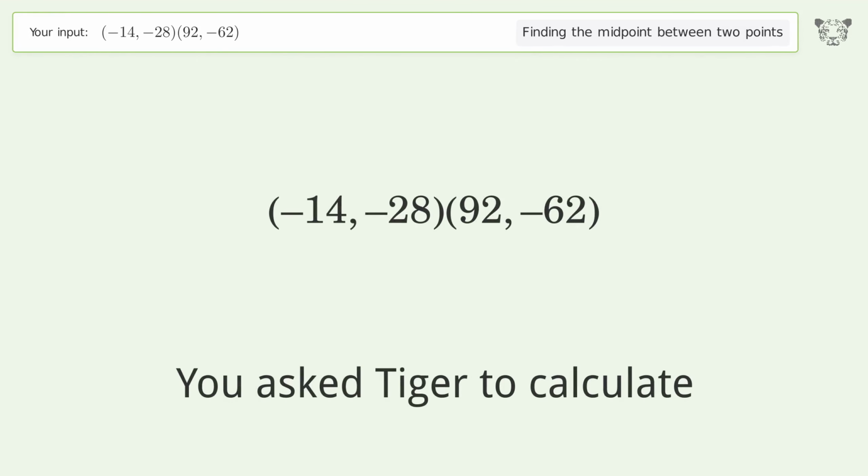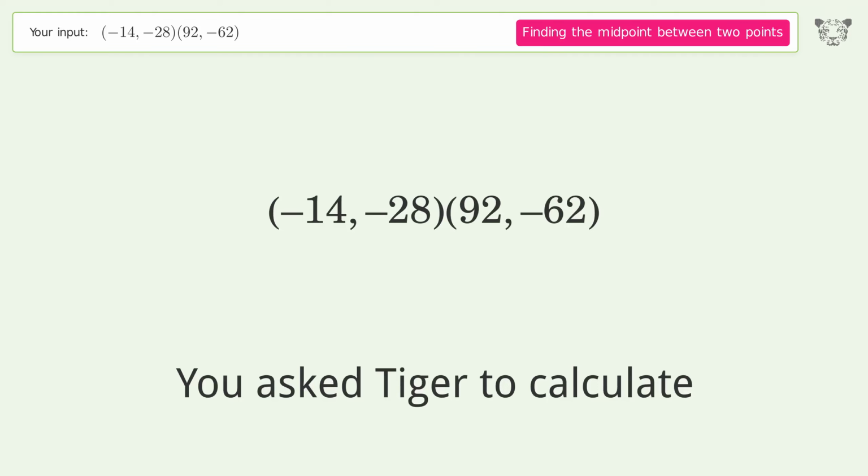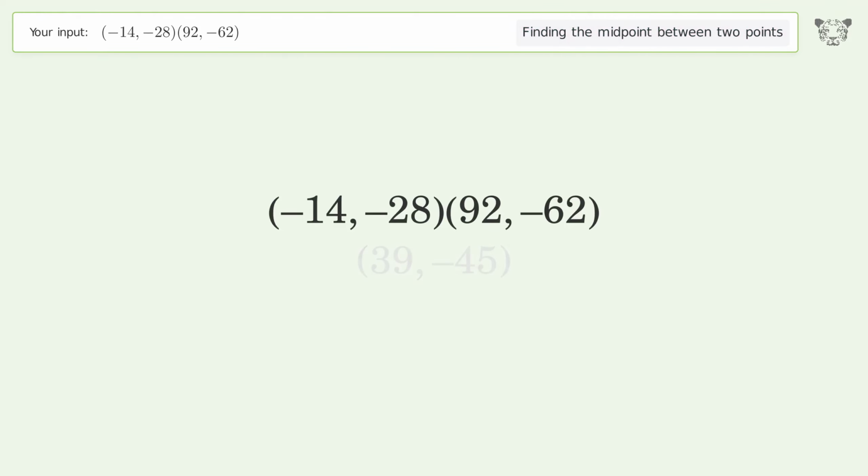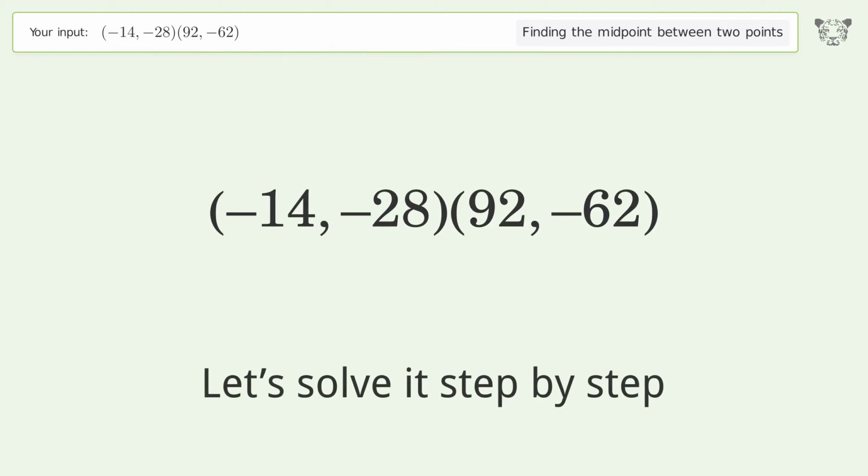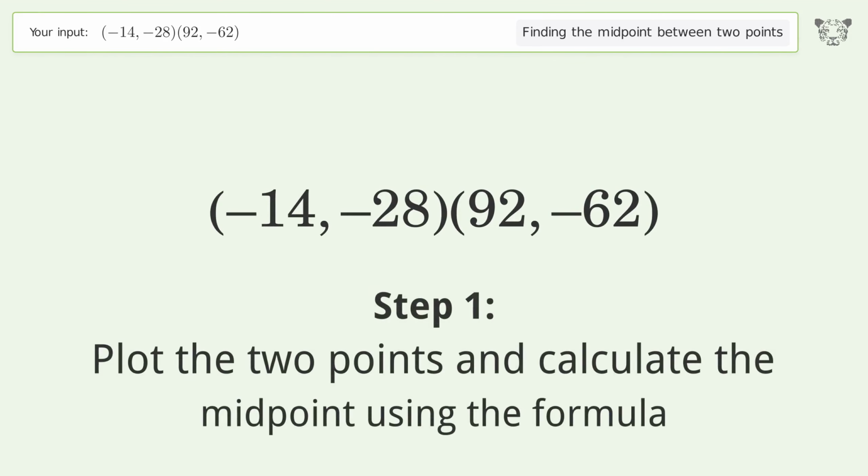You ask Tiger to calculate. This deals with finding the midpoint between 2 points. The midpoint between the 2 points is 39, -45. Let's solve it step by step. Plot the 2 points and calculate the midpoint using the formula.